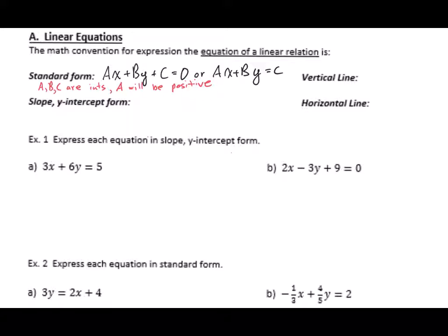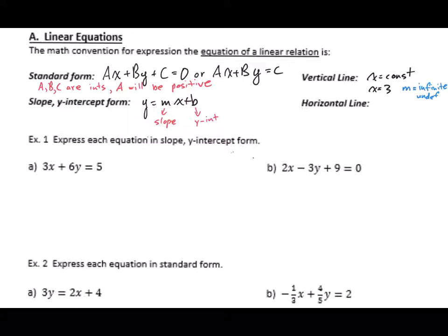When we talk about the slope-intercept form, we're talking about this equation, where m is your slope and b is your y-intercept. When we're talking about vertical lines, we're talking about an equation where x is equal to a constant. An example of that would be x = 3. Its slope is infinite, and sometimes it's referred to as undefined.